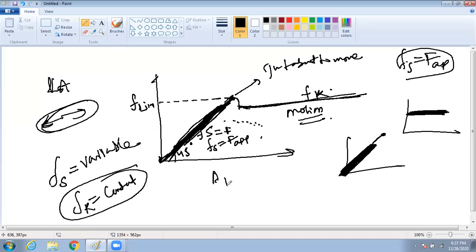And note down, applied force. This is friction. Are we good? All of you? Yes, sir.